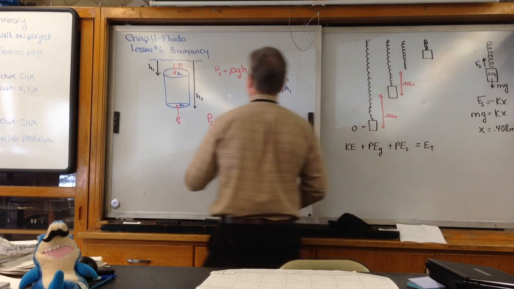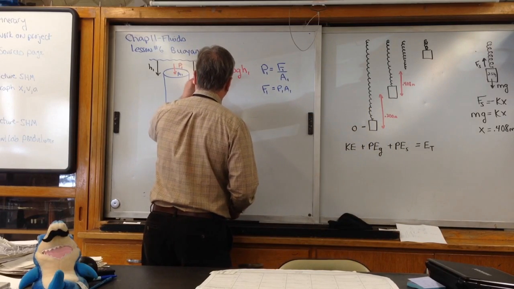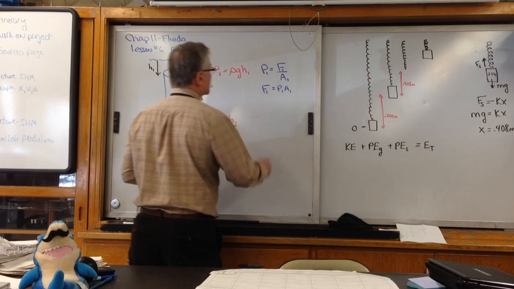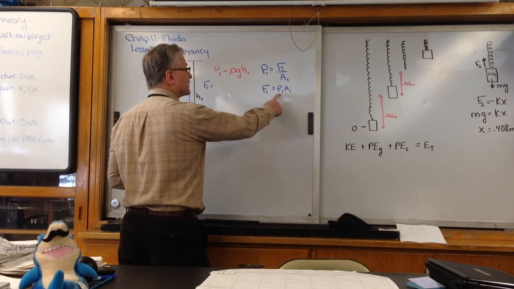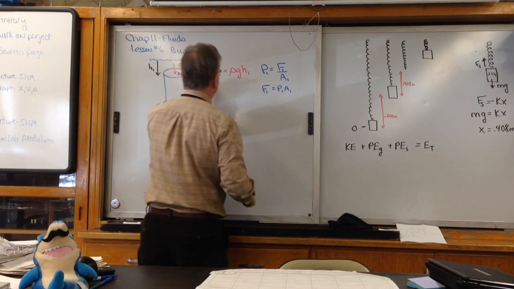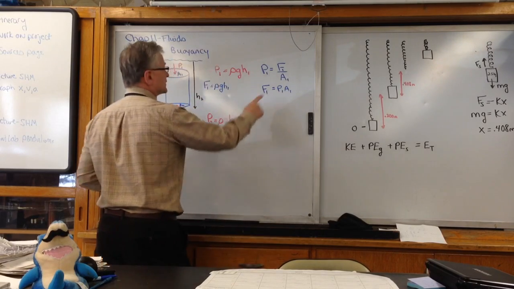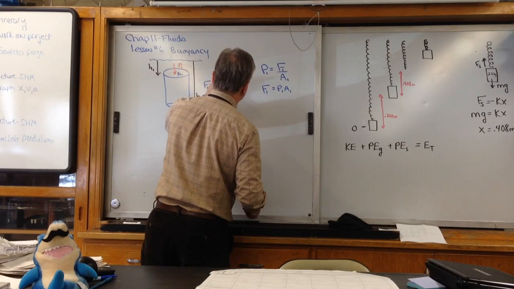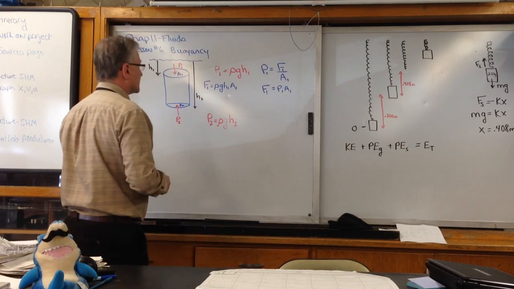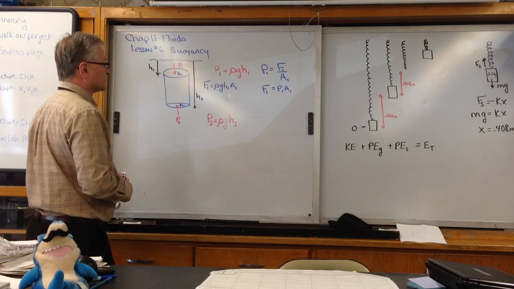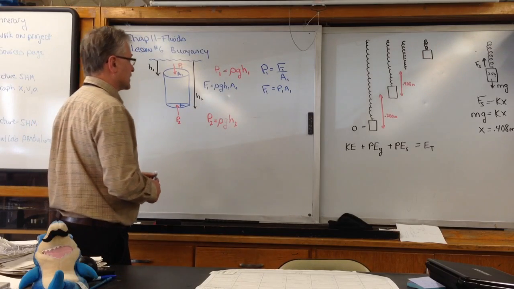So let's put this in the formula itself. The force here, F1 on the top of the can, is going to be equal to, well, instead of writing P1, can I write rho g h1 times the area, top of the can is A1. All right, now, that takes care of the top of the can itself and the pressure that's on that.